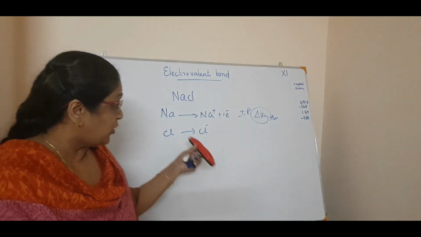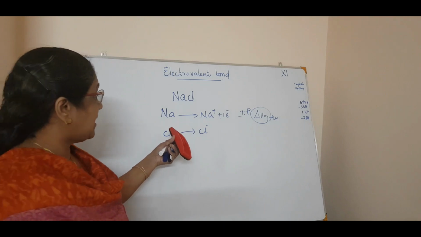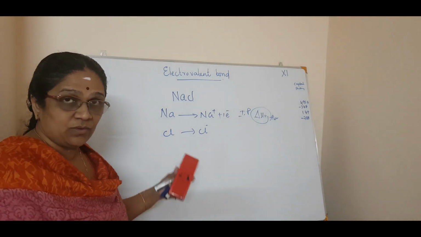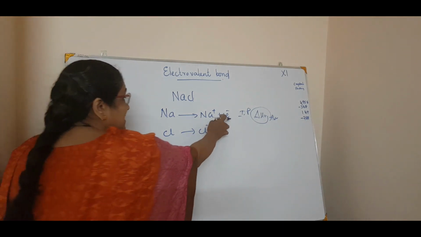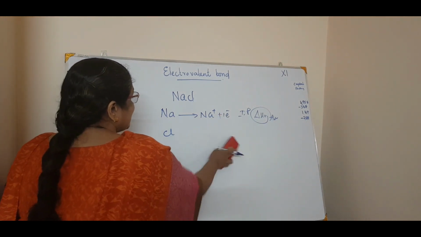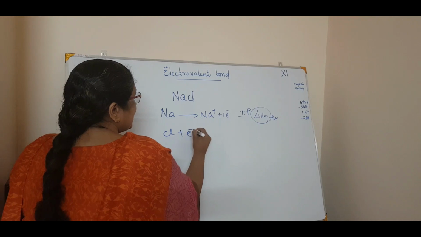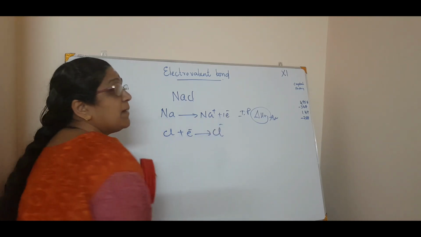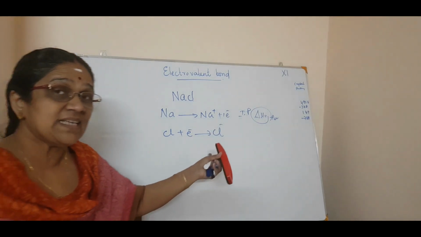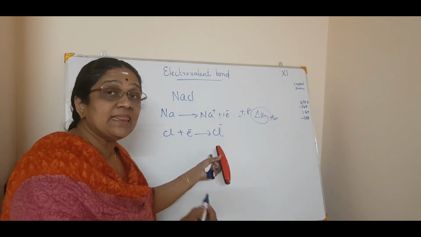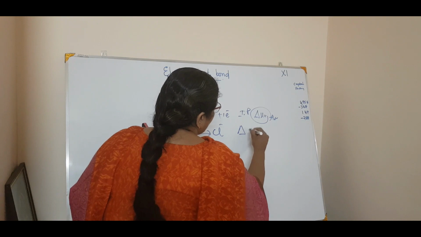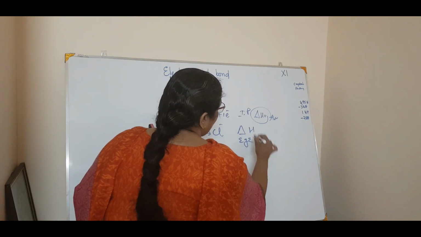Okay. Now, what is the second step? The second step is according to the anion. Now, what happens to the chlorine? Chlorine will accept this electron, isn't it? Cl plus an electron will give you Cl-. Now, what is the energy for that? That is electron gain enthalpy, isn't it? So it is called delta H of electron gain enthalpy.